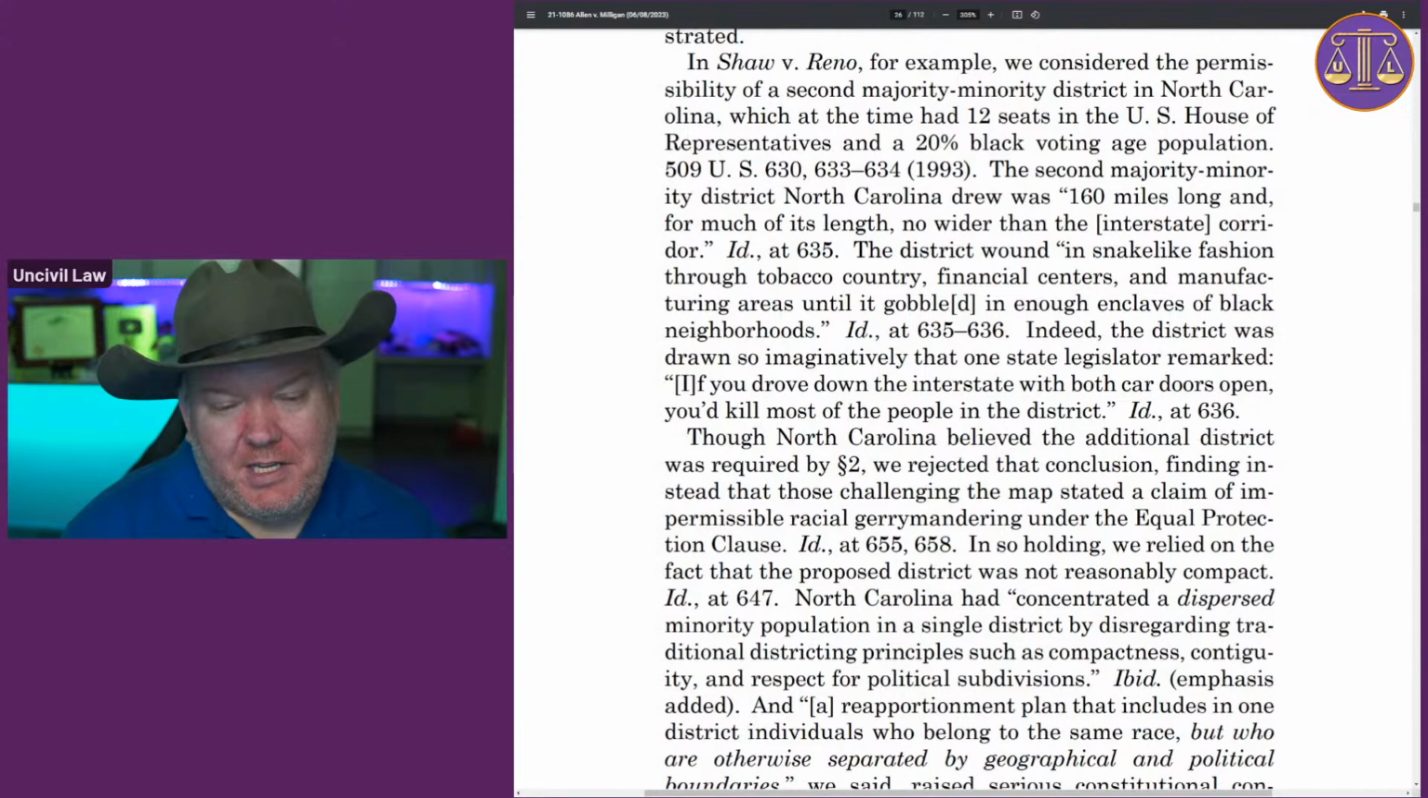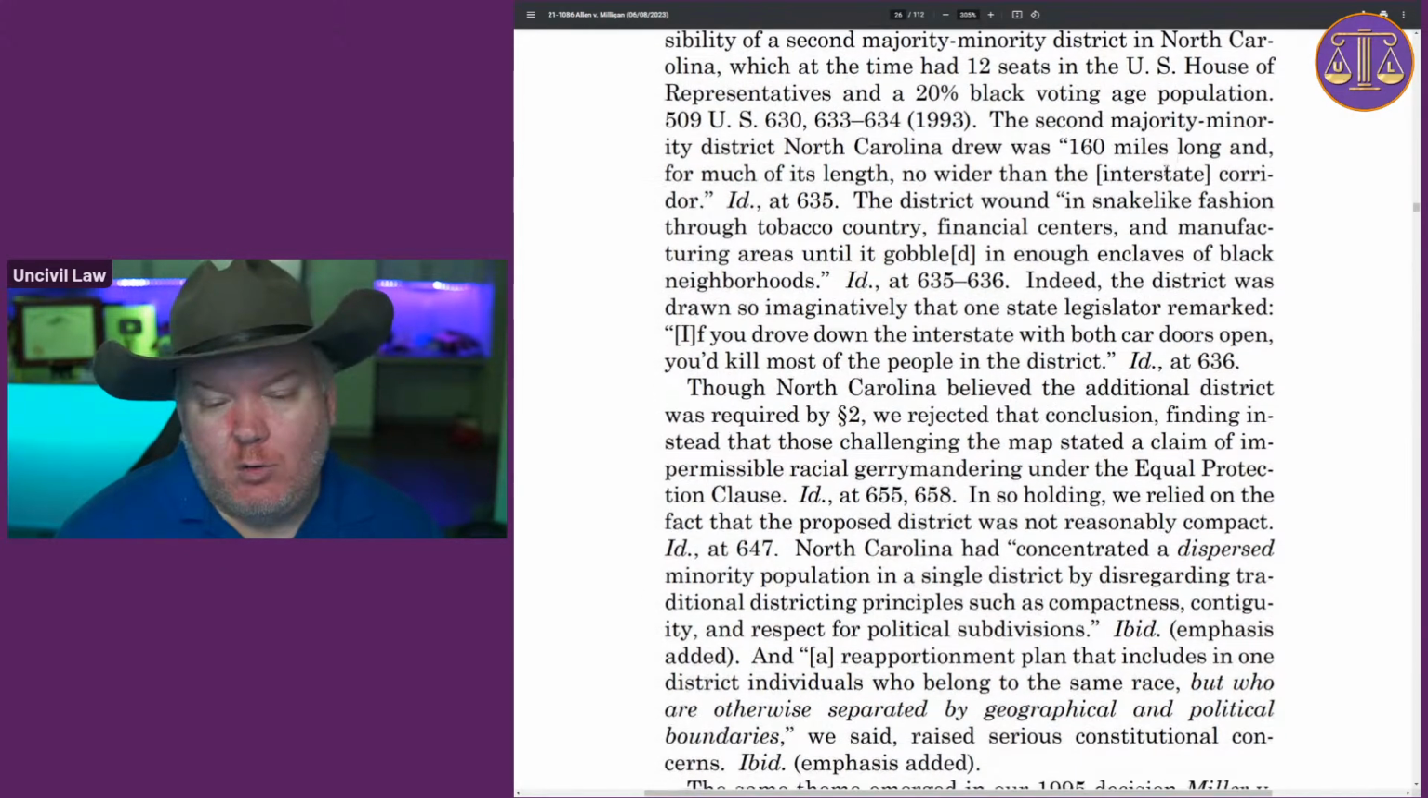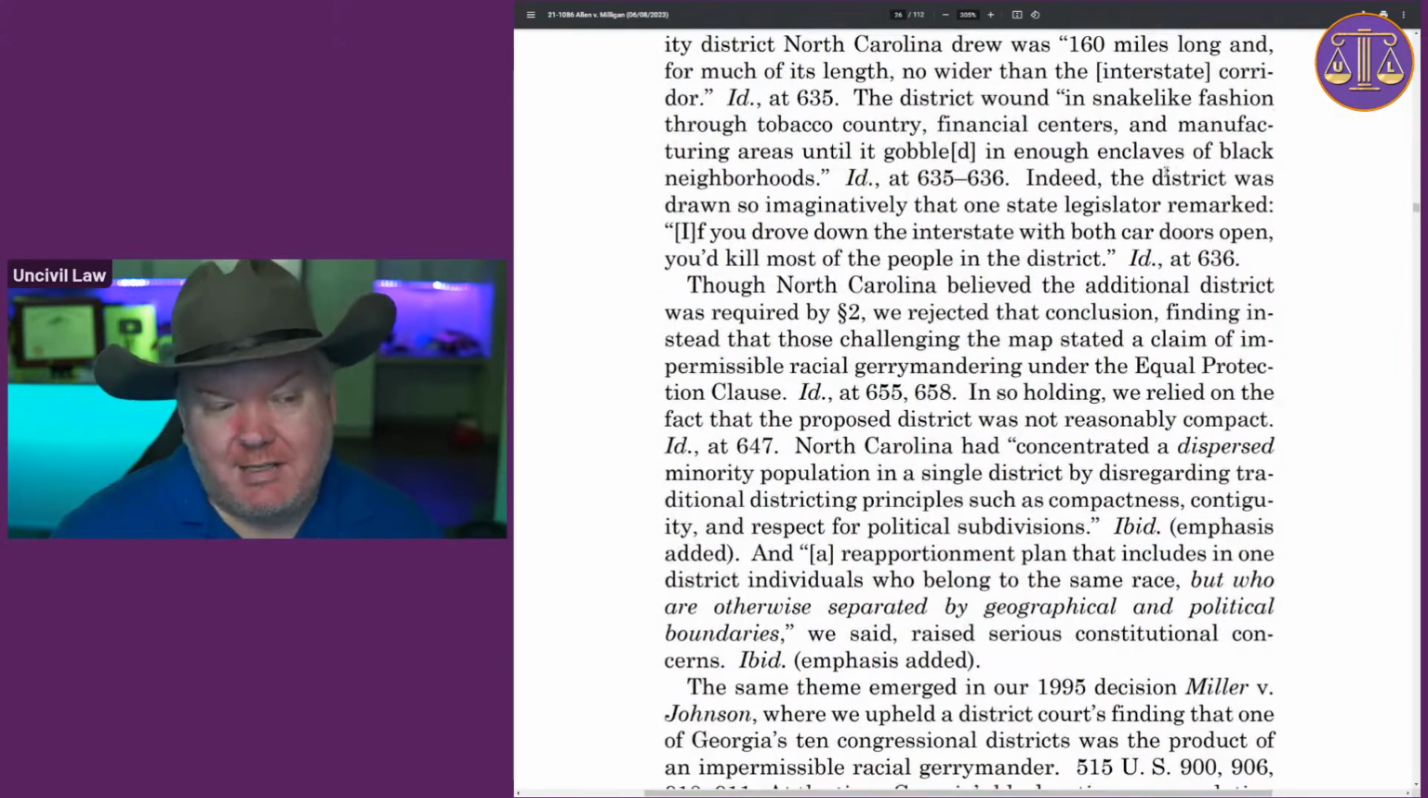Though North Carolina believed the additional district was required, we rejected the conclusion, finding instead those challenging the map stated a claim of impermissible racial gerrymandering. In so holding, we relied on the fact that it was not reasonably compact.